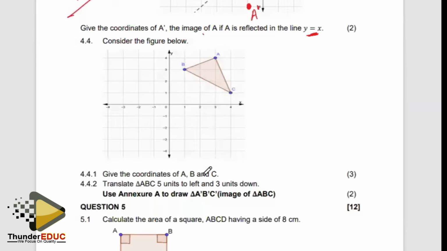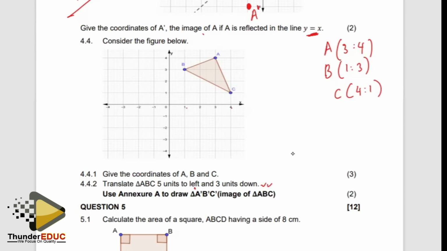4.4, consider the figure below again. They want us to give the coordinates of A, B, and C. So A is 3 and 4. Remember, X comes first and then the Y. Then B is going to be 1 and 3. And then C is 4 and 1. So those are the coordinates of A, B, and C. Then they want us to translate ABC, this shape, 5 units to the left and 3 units down.